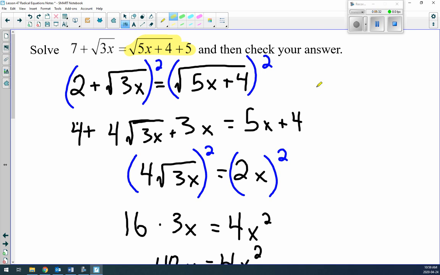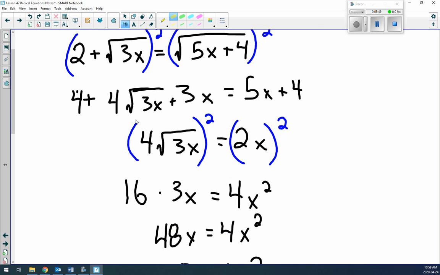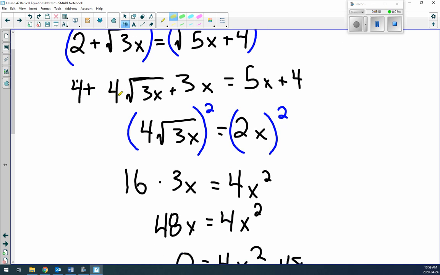So what I'm going to do is square both sides. The right-hand side is really easy because it's root of 5x plus 4, so we end up with 5x plus 4. Now this one is two binomials, and you're going to have to do FOIL: first, outside, inside, last. Write it out as two binomials if you're struggling with that. We end up with 4 plus 4 root of 3x plus 3x.